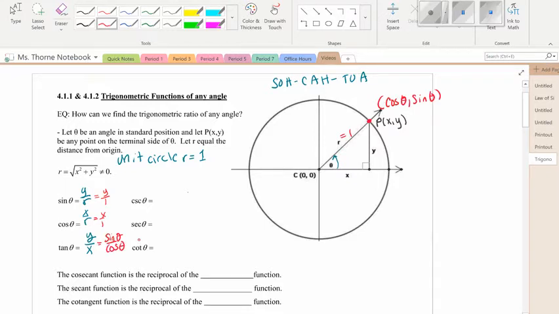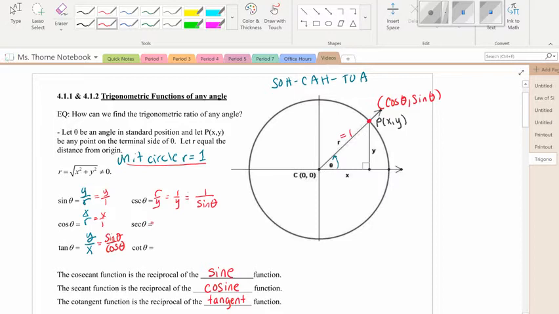The cosecant function is the reciprocal function for sine. Secant is reciprocal of cosine. And the cotangent is reciprocal of the tangent. So if cosecant is reciprocal of sine, then the reciprocal of y over r would be r over y, or 1 over y, because remember we're saying r is equal to 1 because it's a unit circle. So that means that's equal to 1 over the sine of theta.